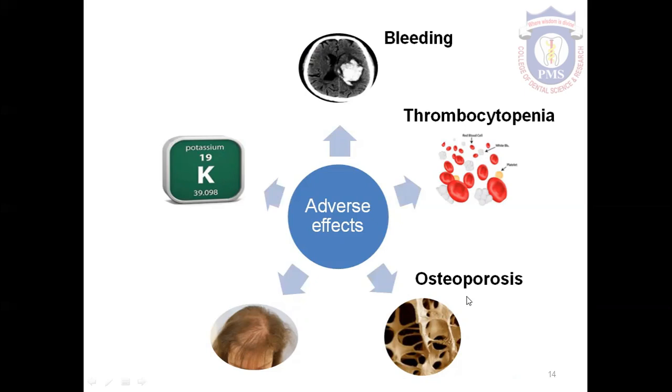Heparin can cause osteoporosis if it is used for a long term. It can cause reversible alopecia in some individuals. It can cause hyperkalemia. So the adverse effects mainly include bleeding, thrombocytopenia, osteoporosis, alopecia, and hyperkalemia.